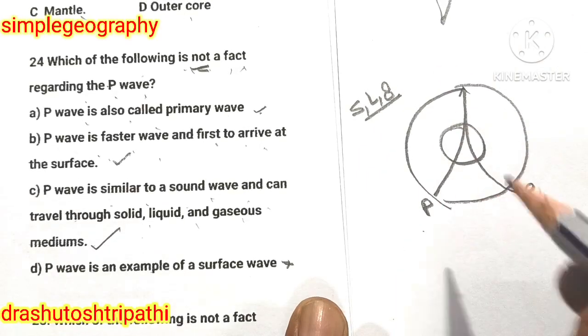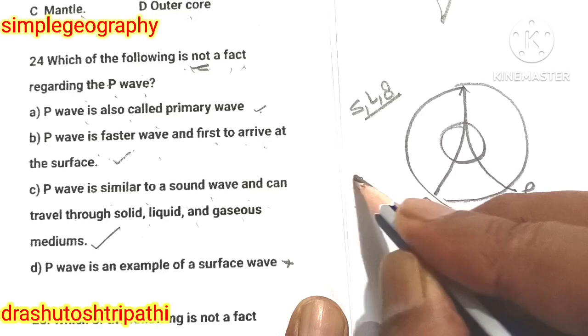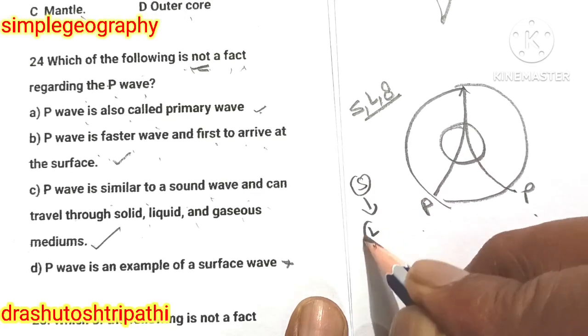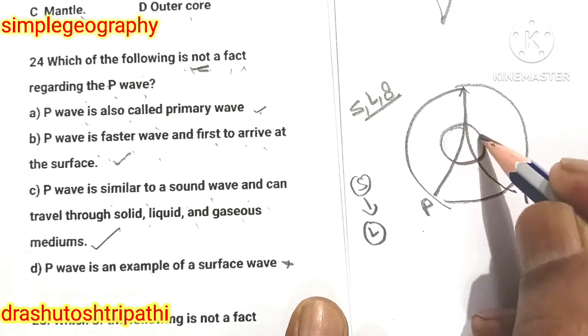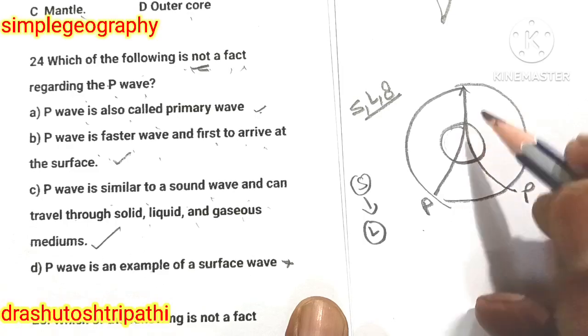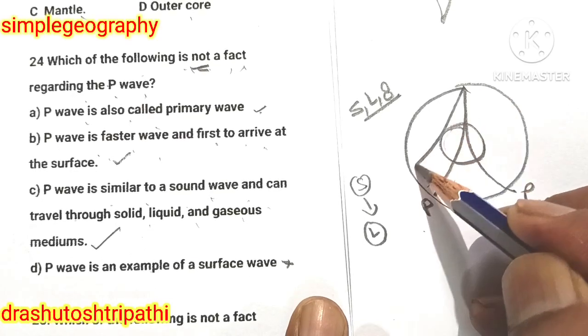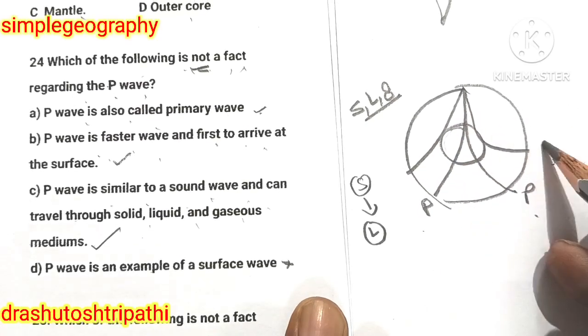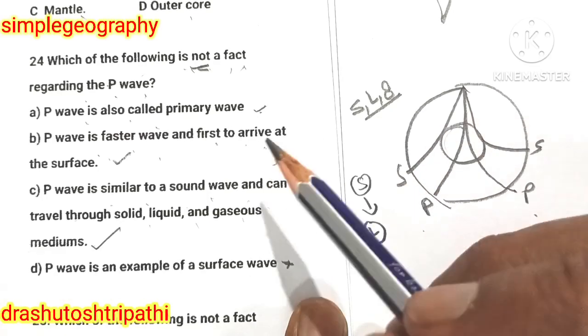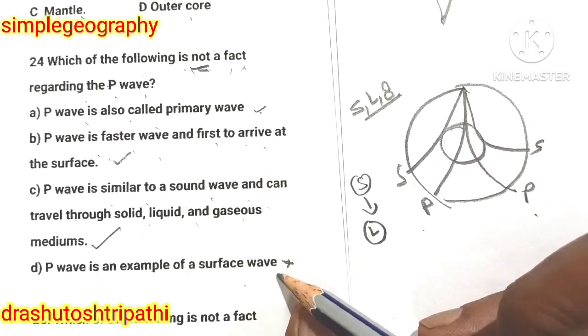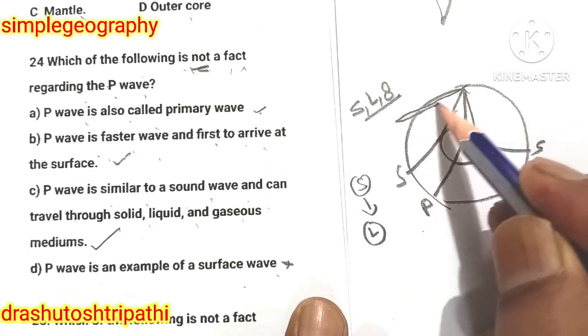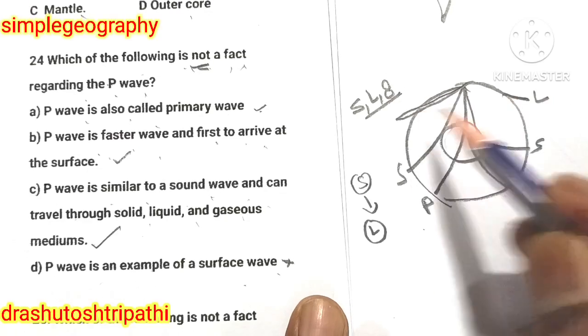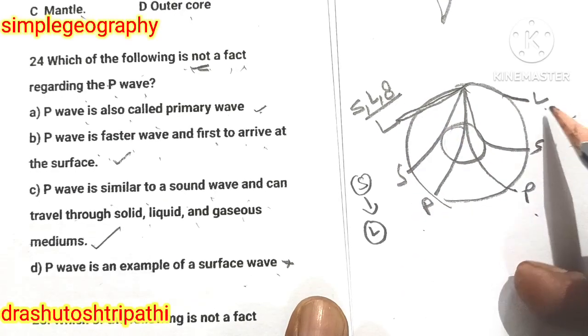And what is the important difference from the S wave? S wave does not pass through liquid. That's why the interior part of the earth is supposed to be liquid, as there is an absence of S waves. This is the picture of the S waves. Okay, and P wave an example of surface? No, surface wave is known as the L waves. This is the L wave, the surface wave, which is a more destructive wave.